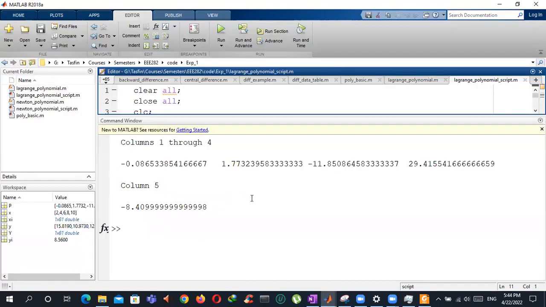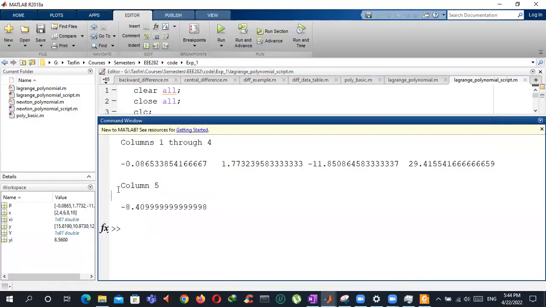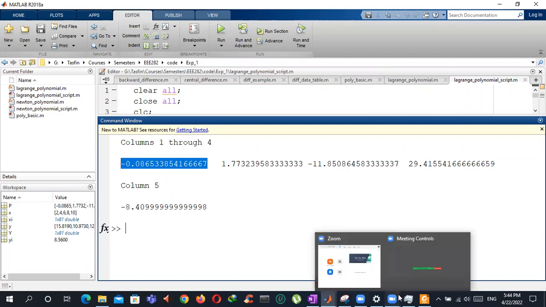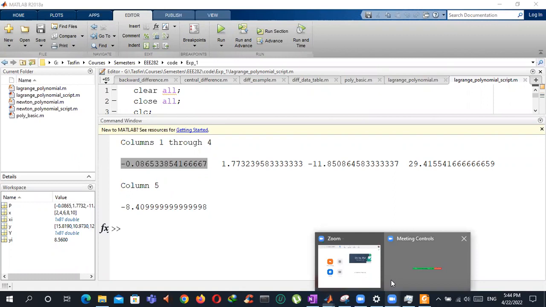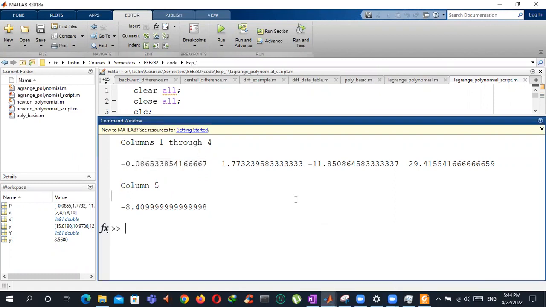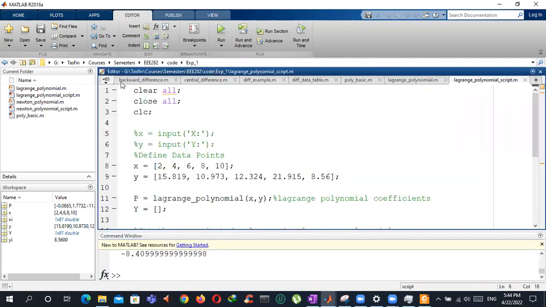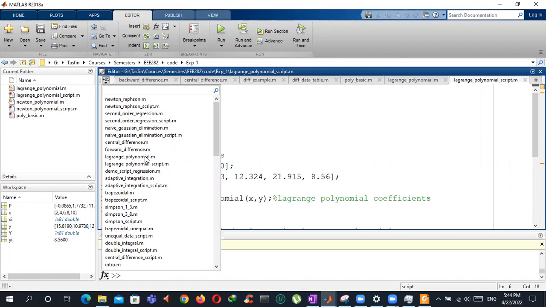So if we just have a look at the p variable, here are the coefficients. This would be x to the power 0, the constant term, then x to the power 1, x square, x cube, and the x to the power 4 term, right? Okay, so after getting the polynomial, just put the polynomial in the forward divided difference code or central divided difference code.